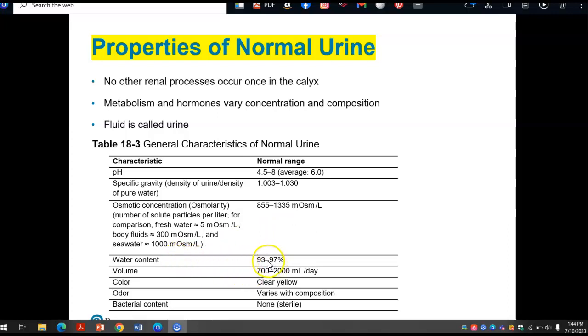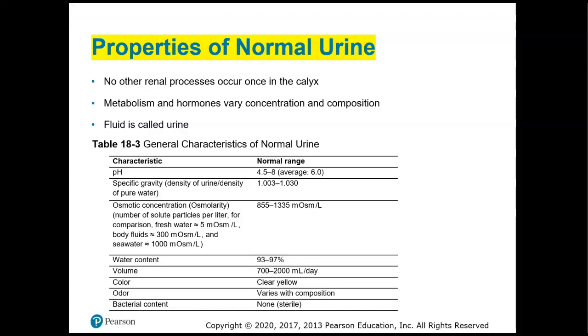The water content is very high, 93 to 97%, even higher than blood plasma. Plasma is, I think, 90%. The volume is about 700 to 2,000 milliliters per day, adjusted for things like dehydration. Color is clear yellow, and odor varies with composition. Bacterial content: it should be sterile, none. For normal urine, there should be no bacteria in it.